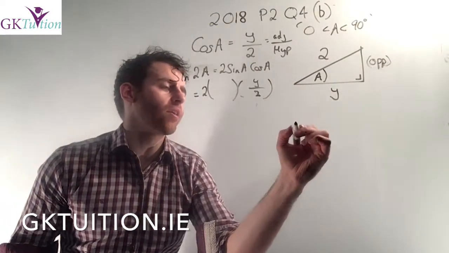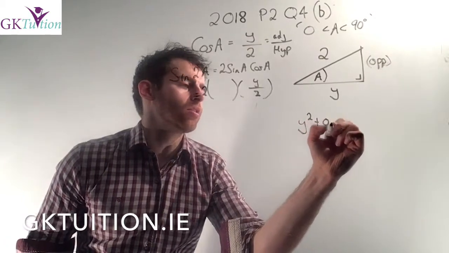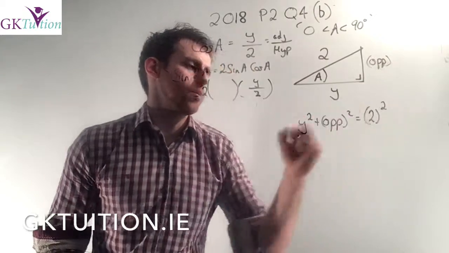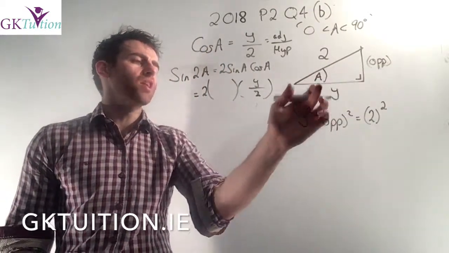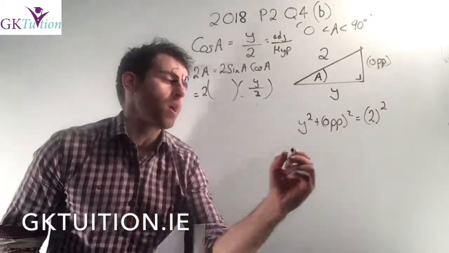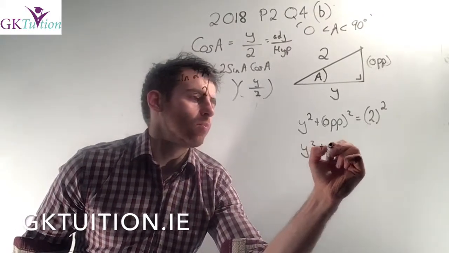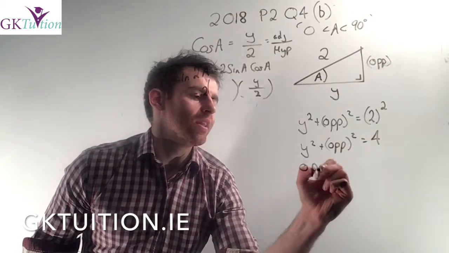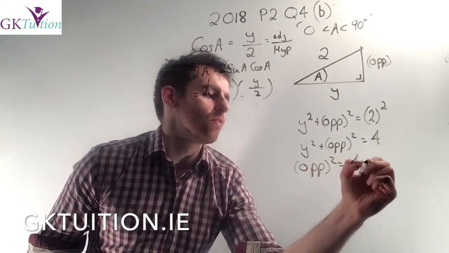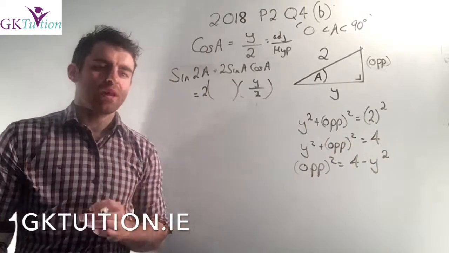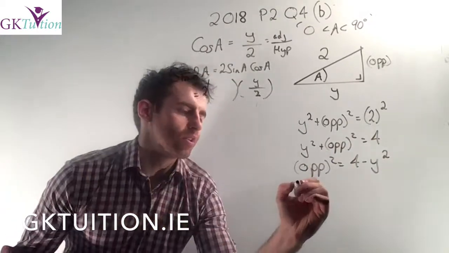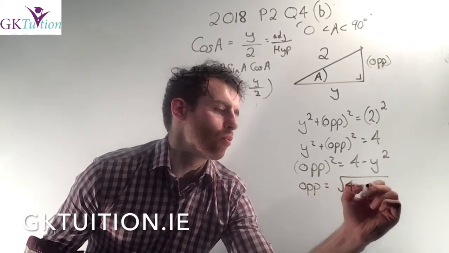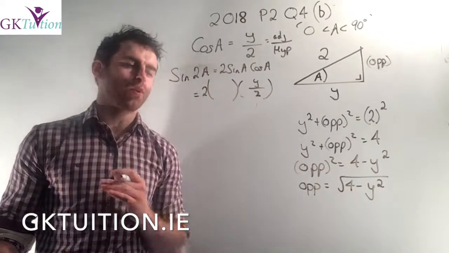If you know two sides in a right angle triangle, you just use Pythagoras' theorem. So you can say that y squared plus the opposite squared is equal to 2 squared. In other words, the opposite squared plus the adjacent squared equals the hypotenuse squared. So you end up with y squared plus the opposite squared is equal to 4. If I isolate the opposite squared, it's 4 minus y squared. I want to get rid of the squared, so I take the square root of both sides. That means the opposite in this triangle is the square root of 4 minus y squared.